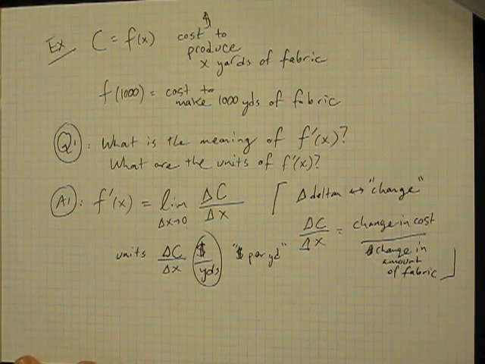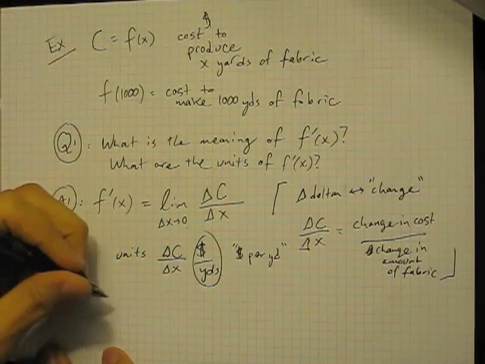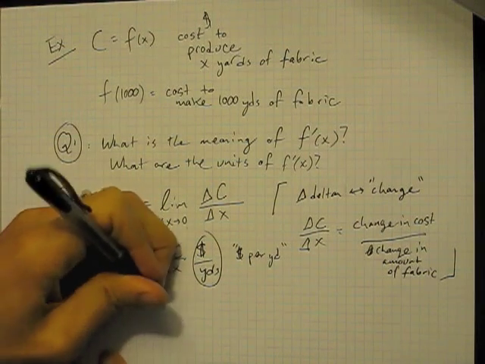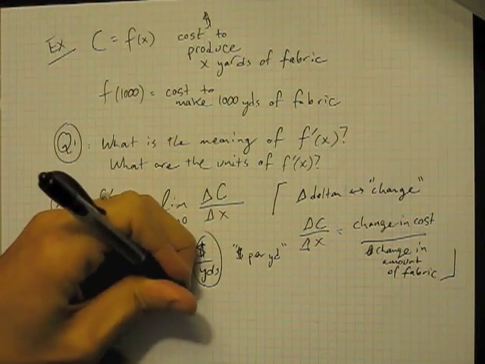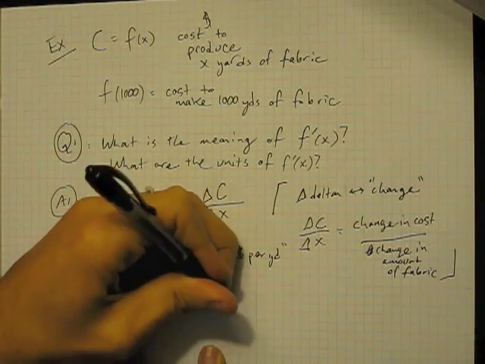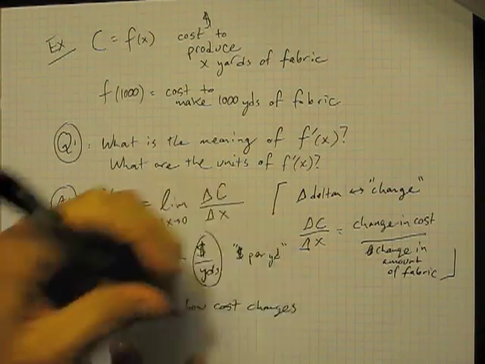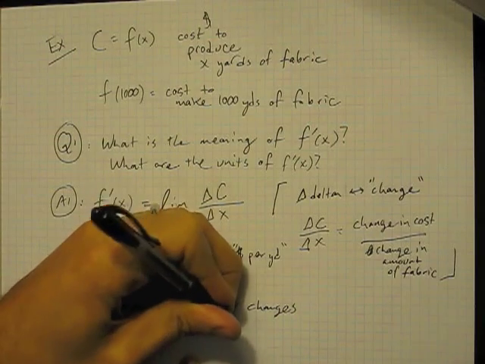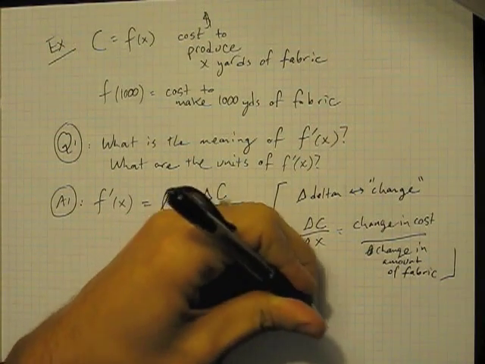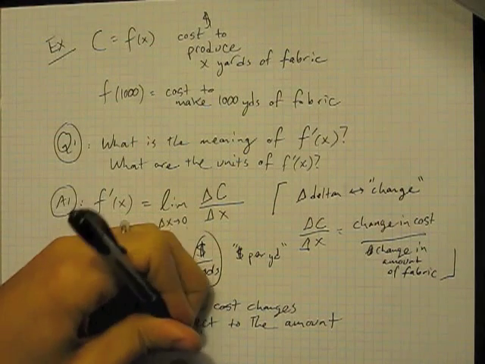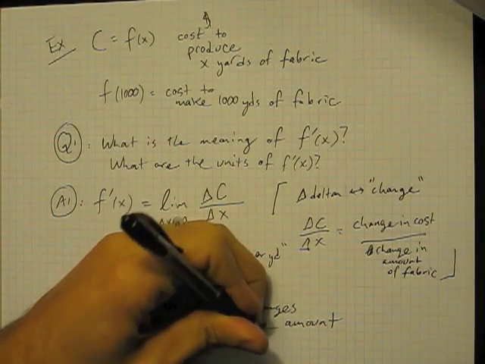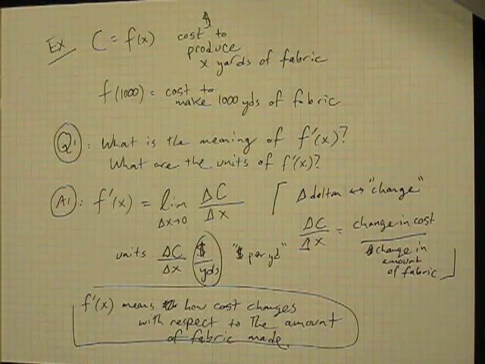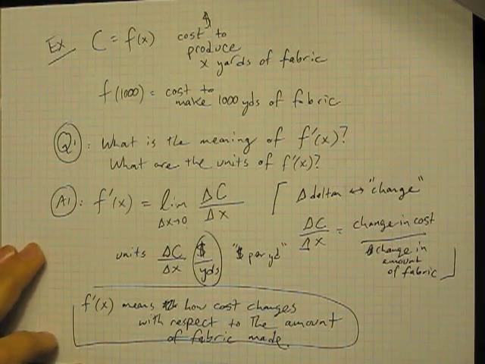And so what would be the meaning of this? The meaning of this expression, f prime of x, is how cost changes with respect to the amount of fabric made. Okay, so that's the answer to question 1.